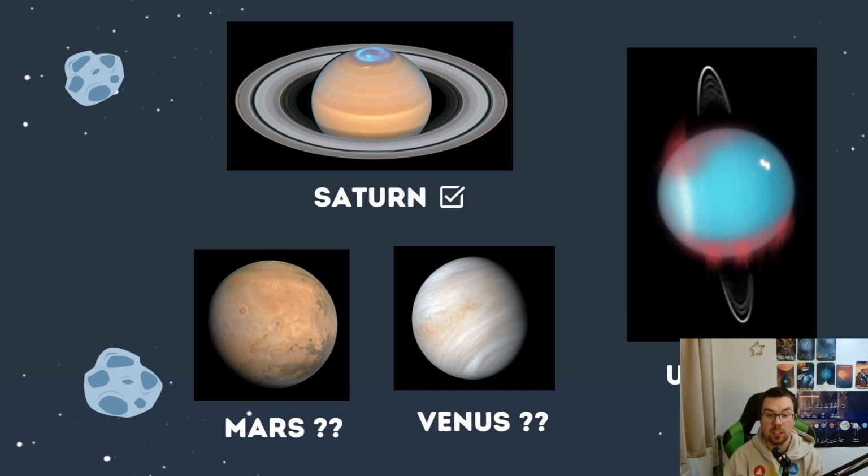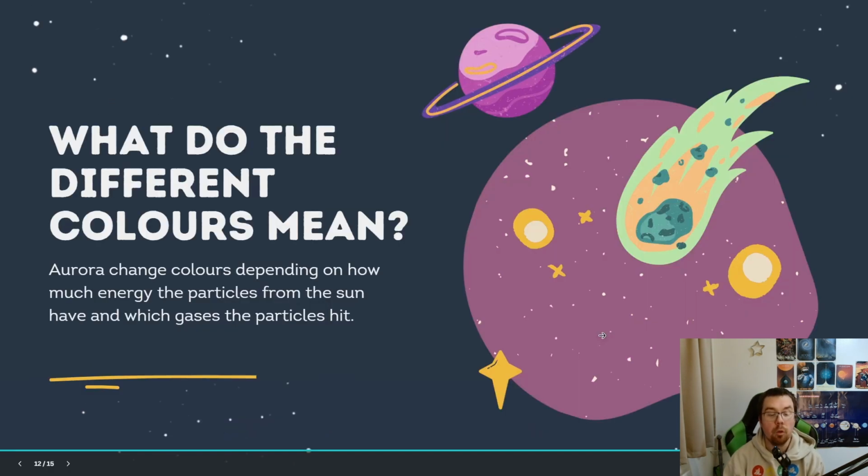The other one is Venus. We're not 100% sure if Venus gets aurora. We think it does, because it has a magnetic field and it has an atmosphere. But again, the issue with Venus is you wouldn't be able to see it from the surface, you'd only be able to see it from space. We think there are aurora happening there, but I don't think there are any photos or anything of them yet.